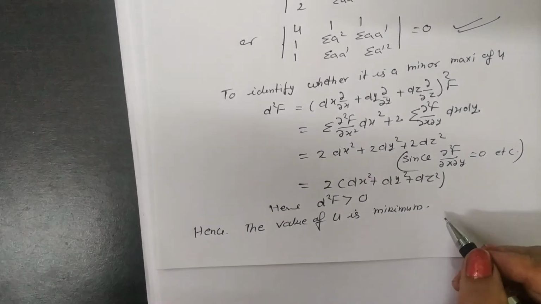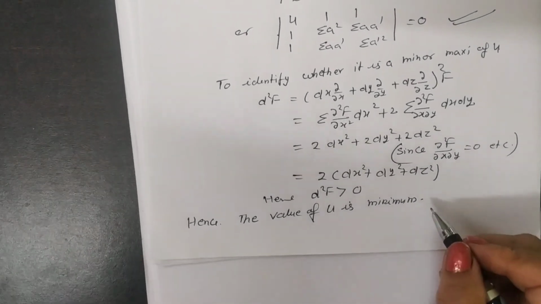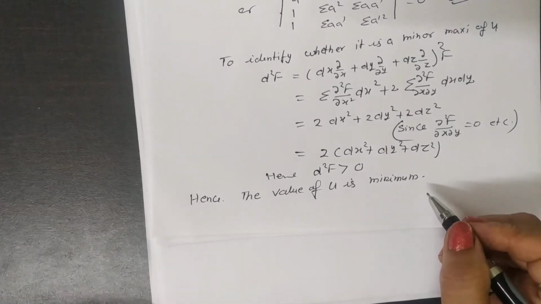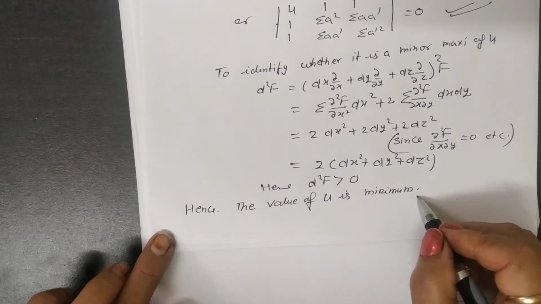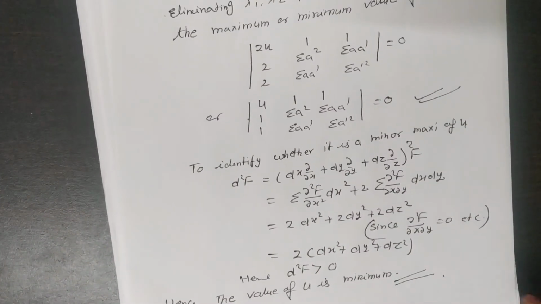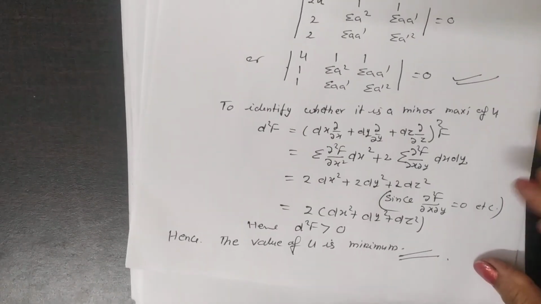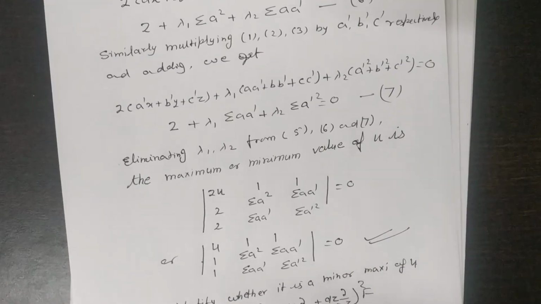The value of u is a minimum value. Yes, I think you have cleared this question. Next time I will define you some other questions. Okay, friends, thank you.